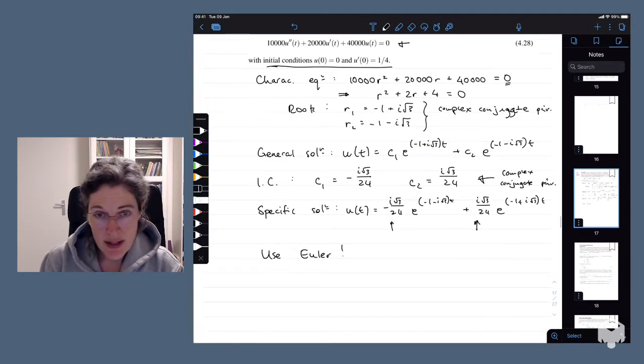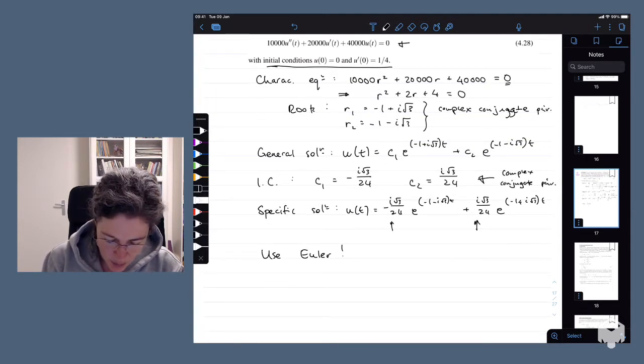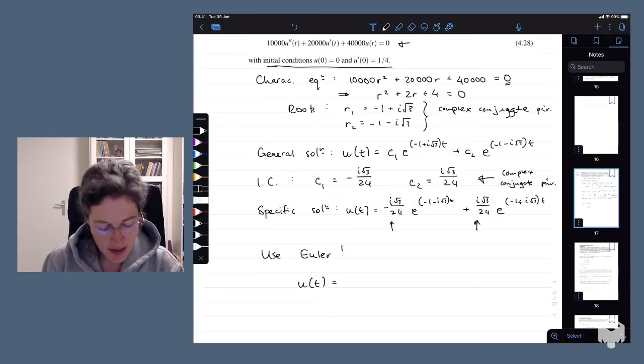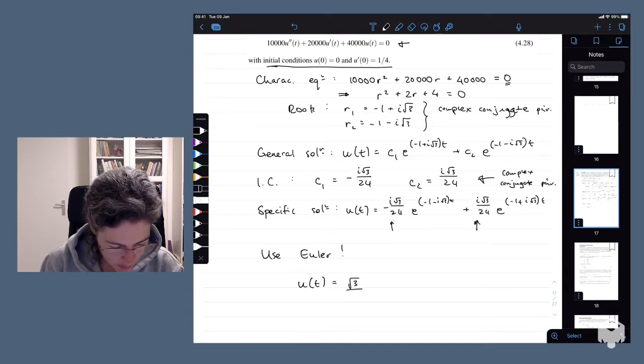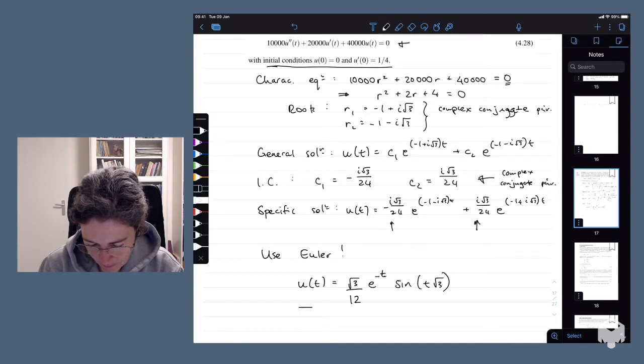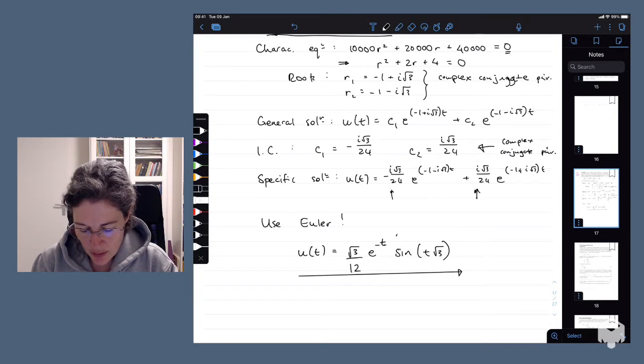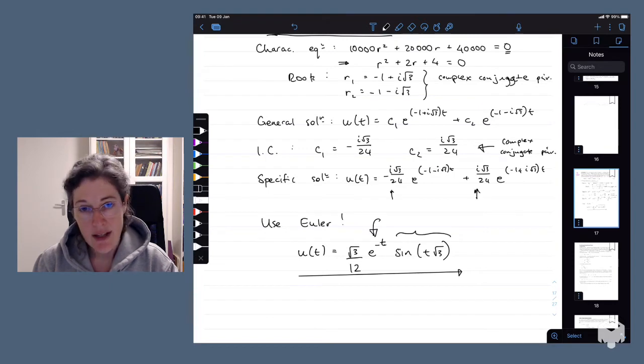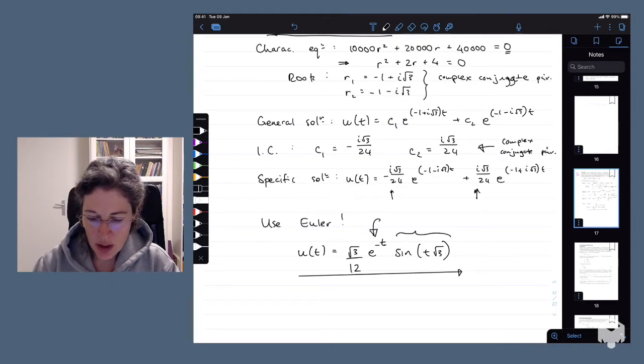And if you do that, and I encourage you to work through this, what you will find is that actually your final solution does not have anything imaginary in it. You get this rather delightful equation here. So we get root 3 over 12 e to the minus t, sine of t root 3. So we do have an oscillatory component here. We've got the sine bit over here, but we also have a decaying exponential that's multiplying that oscillation.